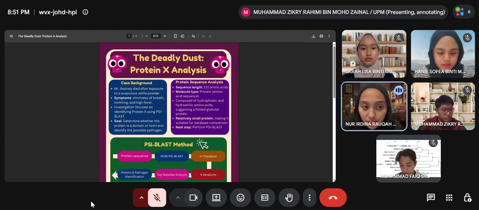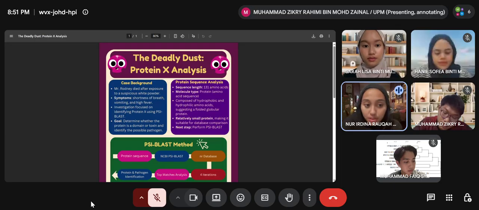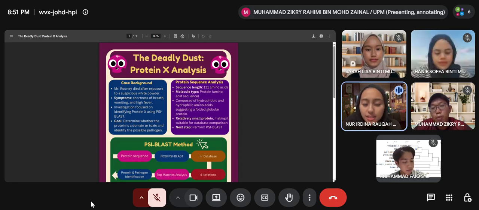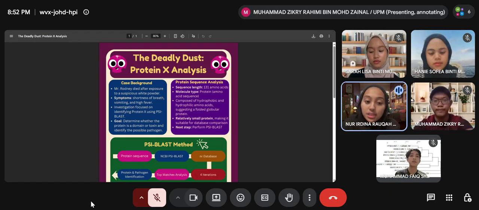He experienced symptoms such as shortness of breath, vomiting, and a high fever, raising suspicion that the powder contained a harmful biological agent. Therefore, our objective was to identify protein X using the SciBlast tool and determine whether it was a toxin or simply a protein domain, as well as identify the possible pathogens. First, we analyzed the protein sequence, which consists of 131 amino acids. The sequence contains both hydrophobic and hydrophilic amino acids, suggesting that it forms a folded globular protein. Since it is relatively small, it was suitable for comparison against the NCBI protein database using SciBlast.